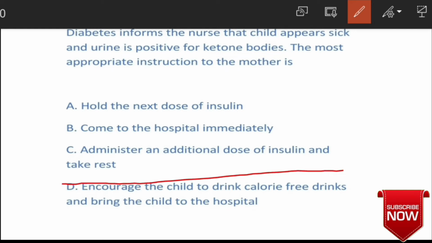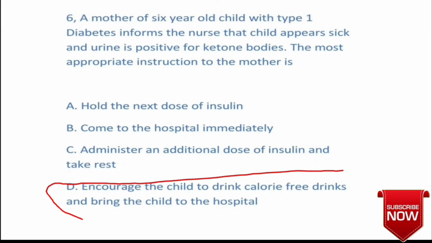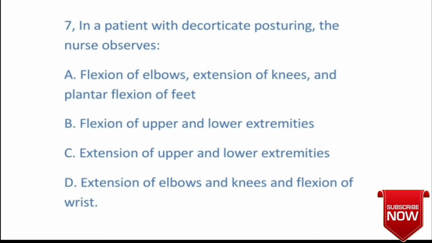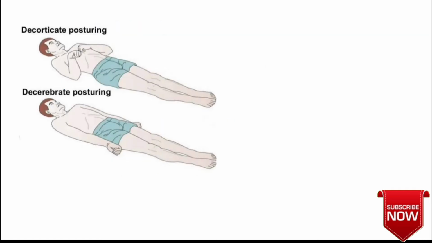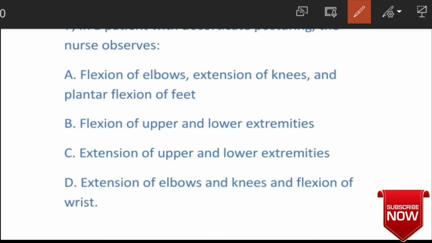The correct answer is option D, encourage the child to drink calorie-free drinks and bring the child to the hospital. Next question: in a patient with decorticate posturing, the nurse observes option A, flexion of elbow, extension of knees and plantar flexion of feet.